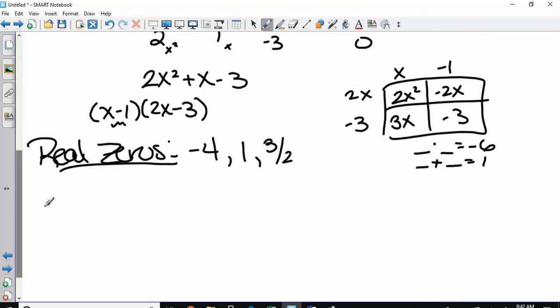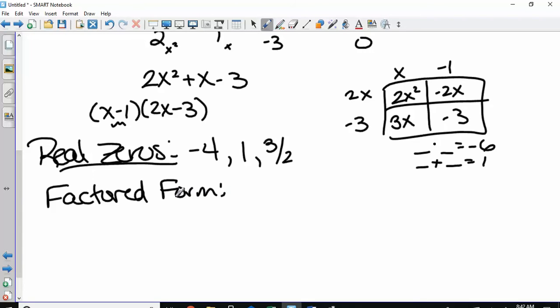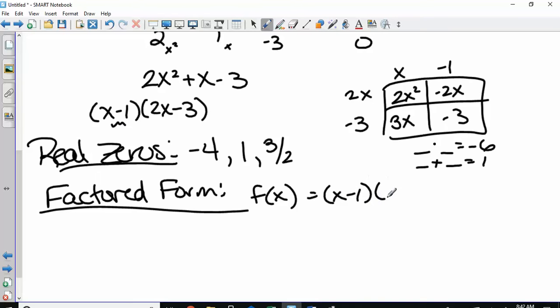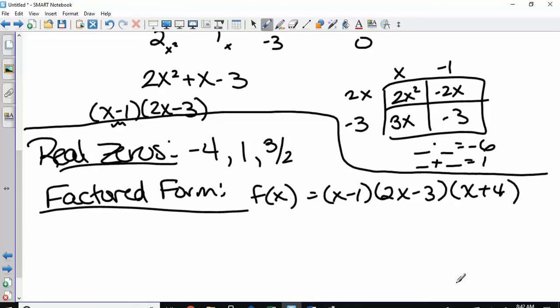Then I will ask you for the factored form. That's when you have those parentheses. So we have 2 of them right here, x minus 1 and 2x minus 3. How do I get the last one? Right. We knew -4 was a 0, so that would be an x plus 4. Remember, it's always x minus that 0, so it changes the sign.